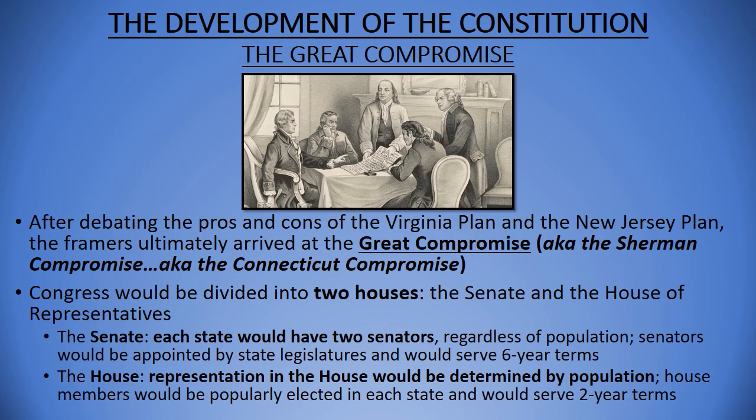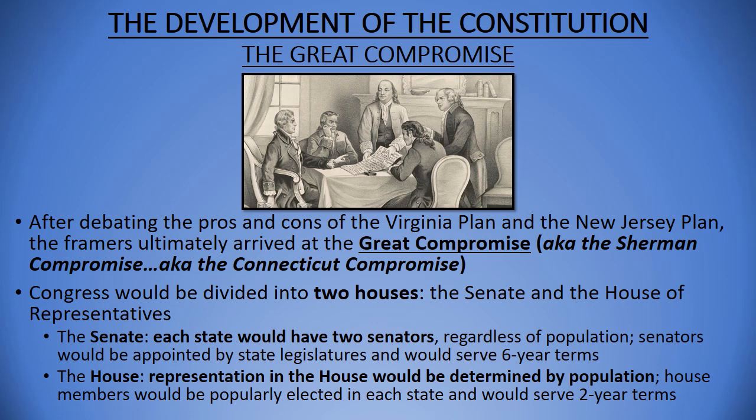So, William Sherman of Connecticut at the time, he was kind of the main facilitator between these two plans. And he sat down and kind of got everyone to come to a middle ground. So we call this the Great Compromise. It also has two other names, the Sherman Compromise or the Connecticut Compromise. So pick your favorite one. If you're taking my class, then remember the Great Compromise for quiz purposes and exam.